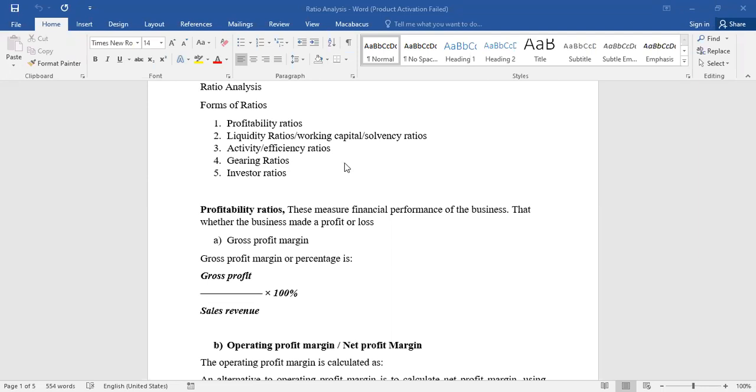I want to emphasize financial analysis. I think that's where people have really interest, like the ratio analysis, and also later on horizontal, vertical, and then trend. So that's why I'll give my emphasis.